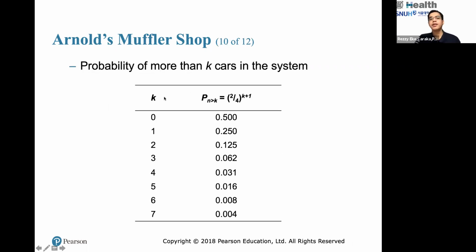Same as well, you can make the sum here for K starting from 0 until 7. Here we have this criterion to calculate the probability of more than K cars in the system. Once N is greater than K, we can calculate it as 2 divided by 4, to the power K plus 1. This is our calculation. We can find how many cars in the system can be handled by the server.